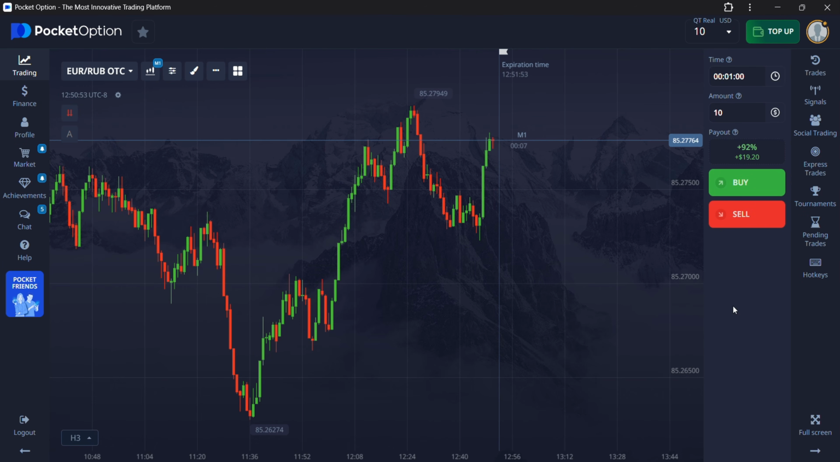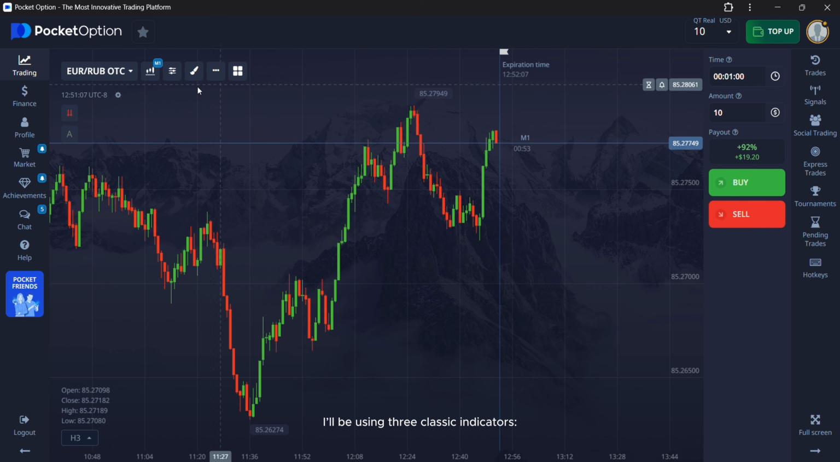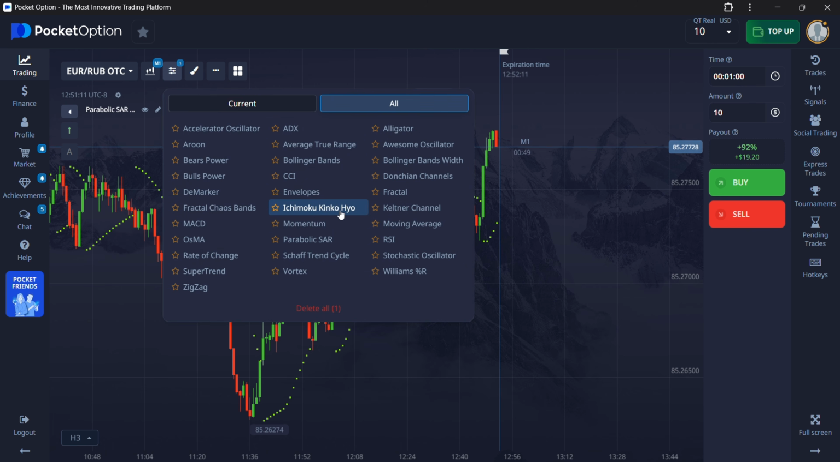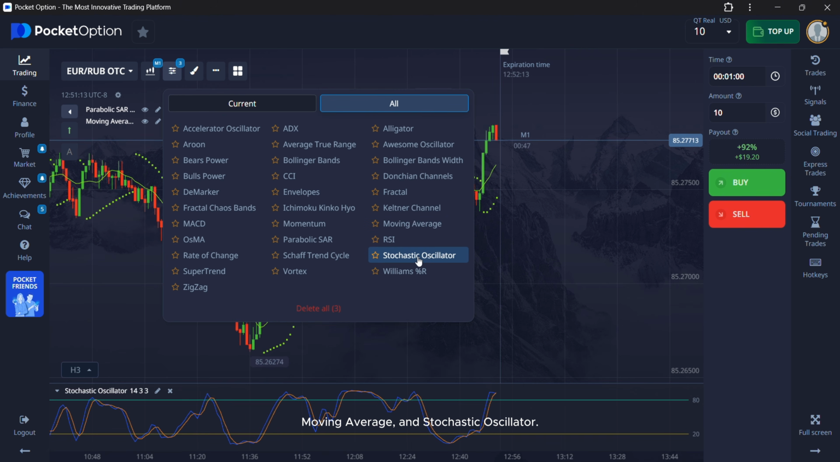Hey friends, it's been a while, but I'm back, and not without a reason. Today marks the start of a new trading challenge, a powerful strategy with just $10 to begin. No fluff, only real trades and detailed analysis. I'll be using 3 classic indicators: Parabolic SAR, moving average, and Stochastic Oscillator.